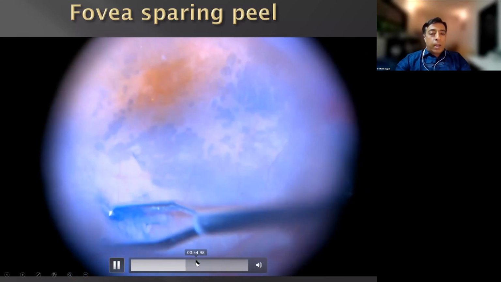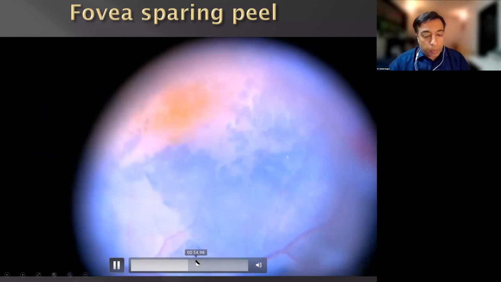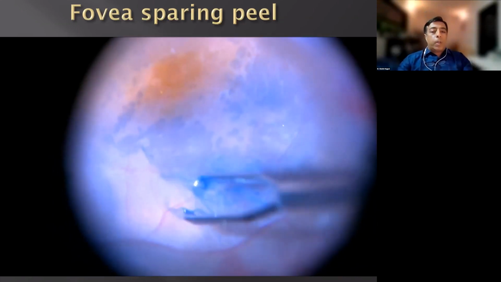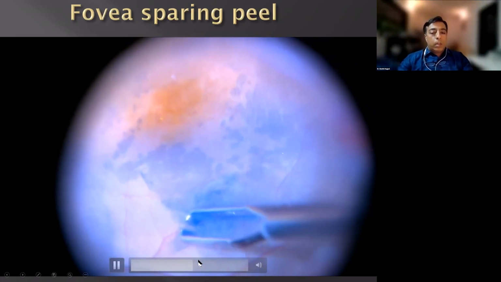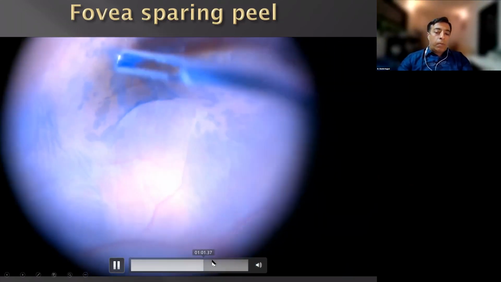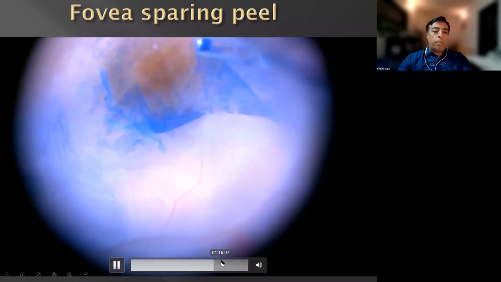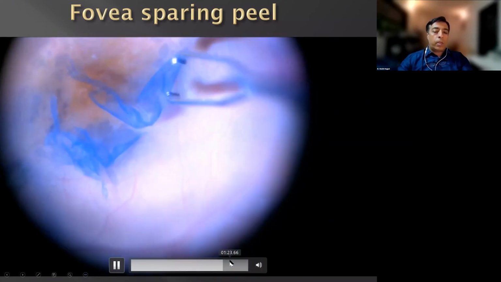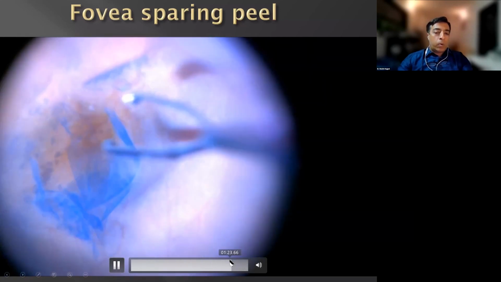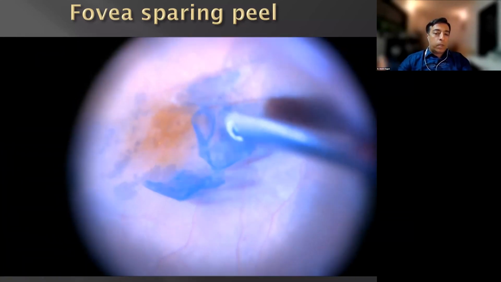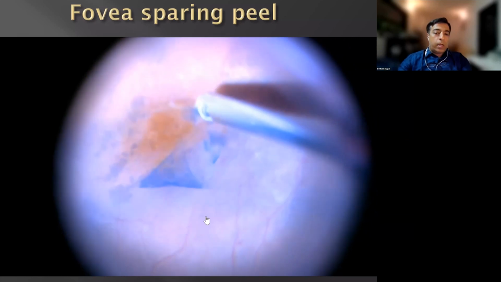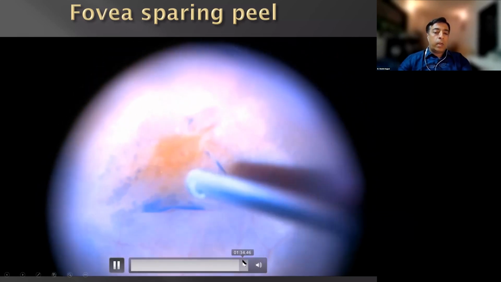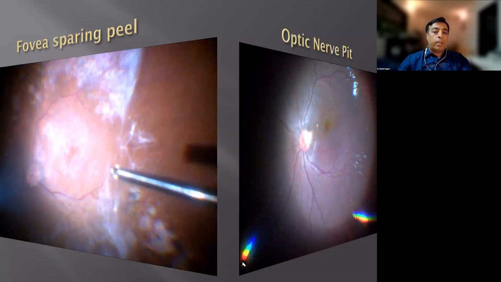So in this case, I would do a fovea sparing ILM peel. I'm not trying to peel over the foveal area. I will peel from all sides and then leave a small stump around the fovea so that I don't end up trying to create deroof that area because it's already thin, and the last thing you need is to create a break there in that situation.